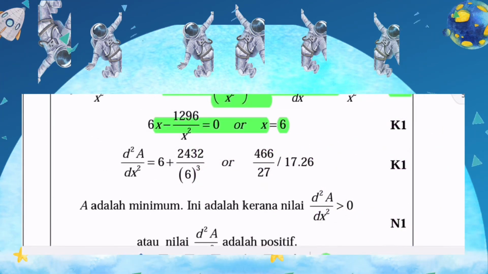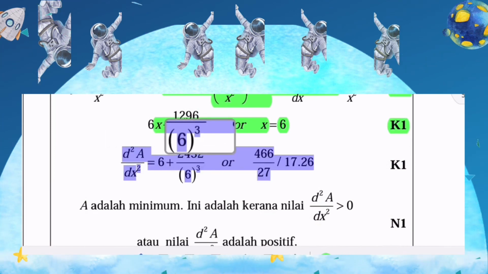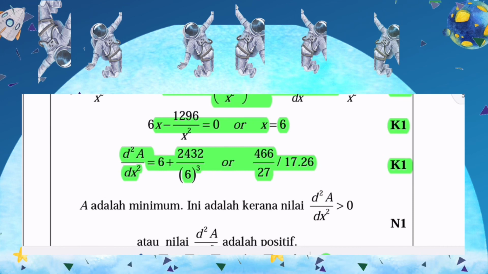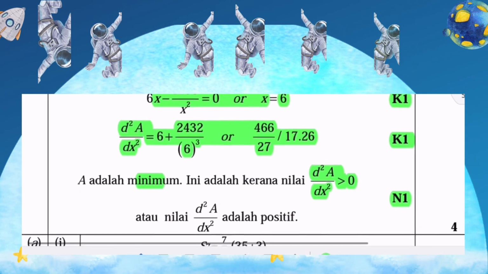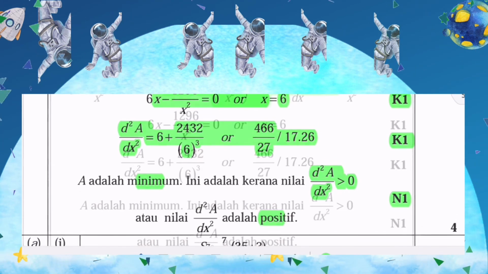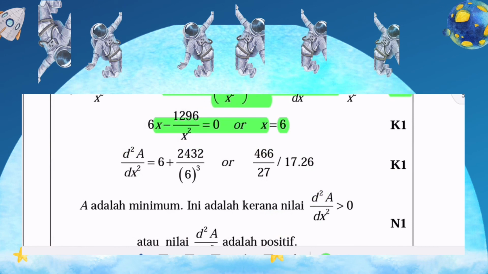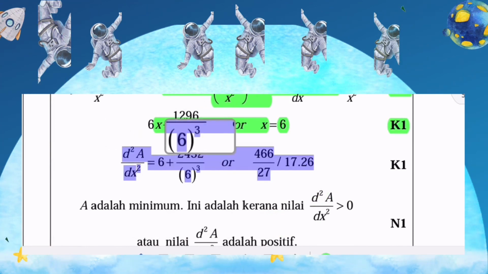Right, so the question didn't ask for the area, so we don't have to substitute x into the area. All right, we just show that it is minimum by doing d²A/dx², and we substitute x equal to 6 to show it is a positive value. Hence, the area is minimum.